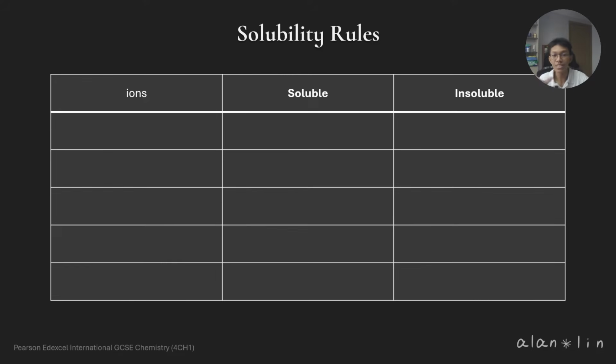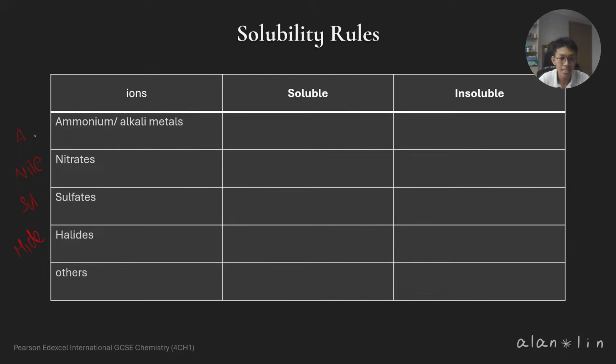And we're going to be using a table to memorize our solubility rules. We have 3 columns: ions, soluble, and insoluble. And under the ions column, we're going to put 4 named ions. And the way that you're going to remember these ions is with the shorthand A, night, sol, height. At least that's how I like to remember it.